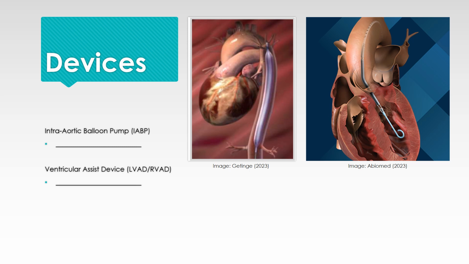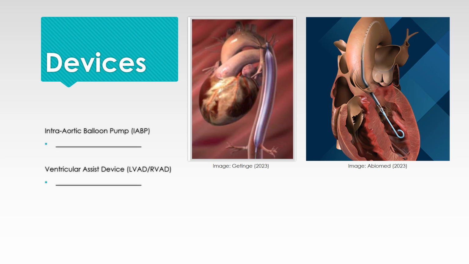You can see that little hook in the left ventricle. It pumps blood to the body and bypasses that left ventricle. There's actually a motor there. And by doing this, this motor pulling this blood up and giving it to the rest of the body, this allows the ventricle time to rest and recover.